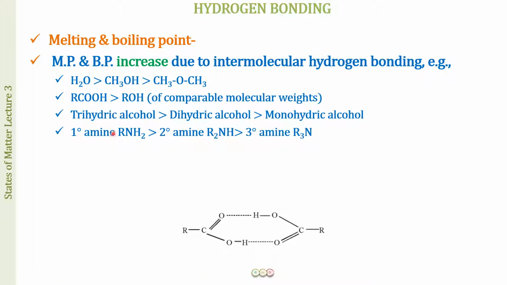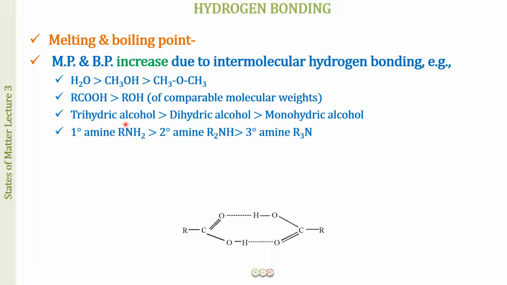Next we have the primary amine, the secondary amine and the tertiary amines. In the primary amine, the general formula is RNH2. So we have 2 hydrogens which are covalently bonded to the nitrogen atom. In the secondary amine, there is 1 hydrogen covalently bonded to nitrogen, and in tertiary amine we have no hydrogen covalently bonded to nitrogen. So where is going to be hydrogen bonding being the maximum? In the primary amine, where we have 2 hydrogens covalently bonded to nitrogen, right?